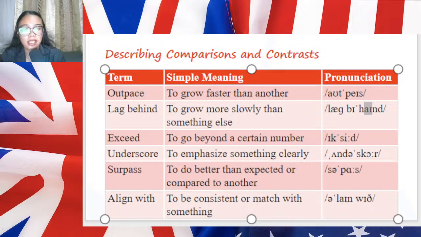All right. Next, underscore. Again, underscore, meaning to emphasize something clearly. So you can think of drawing a line under a word to highlight it, something like that. You want to underscore. So you want to draw attention to its importance or to make it particularly evident. So it's about highlighting a specific aspect of the data that is significant or remarkable.